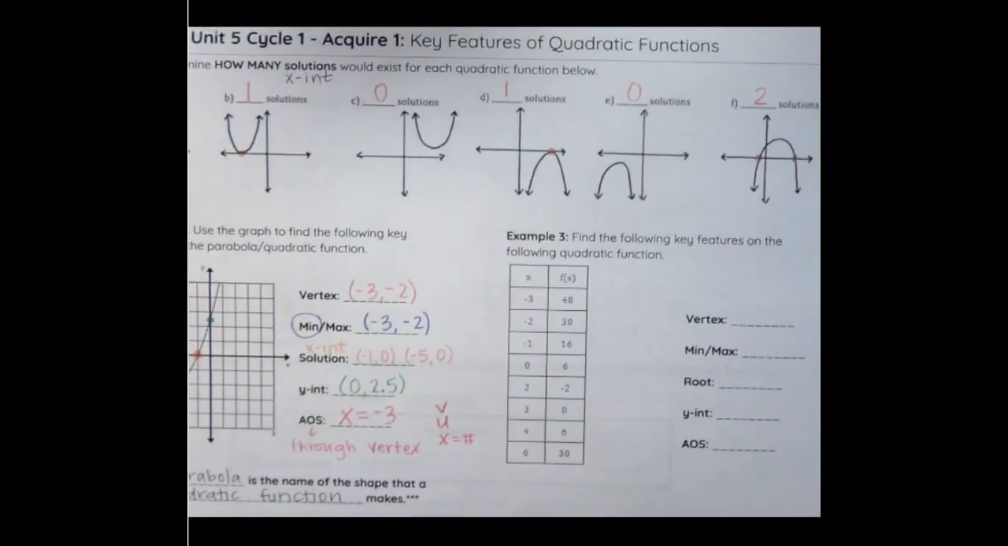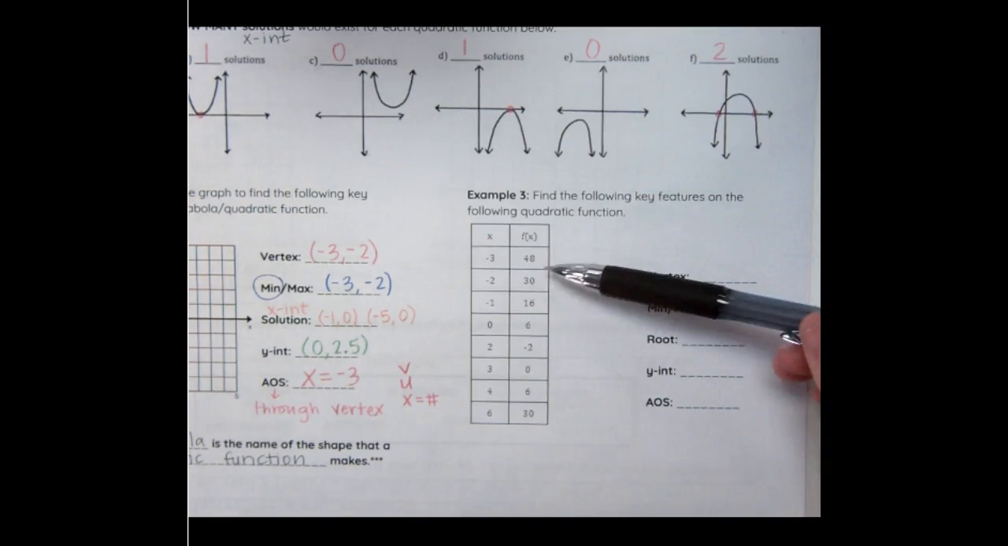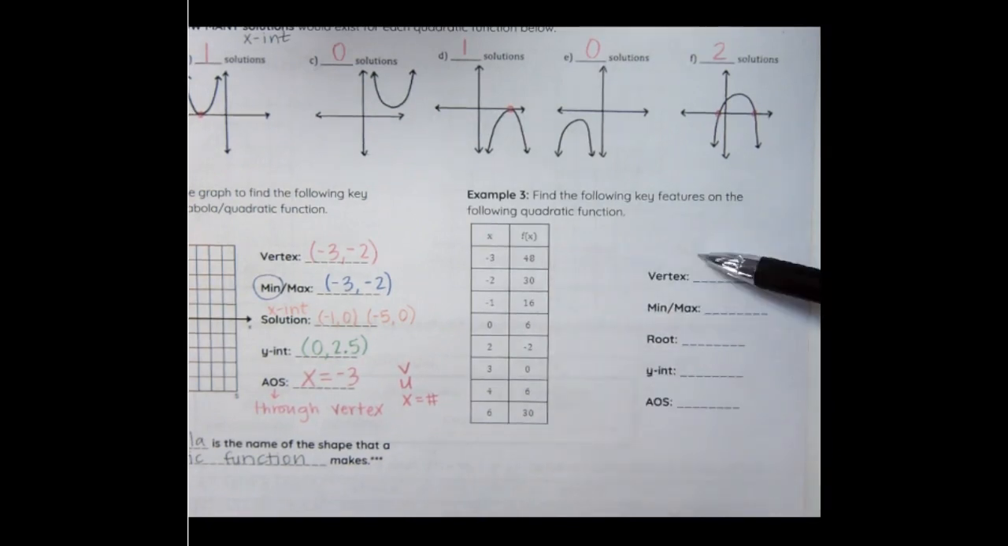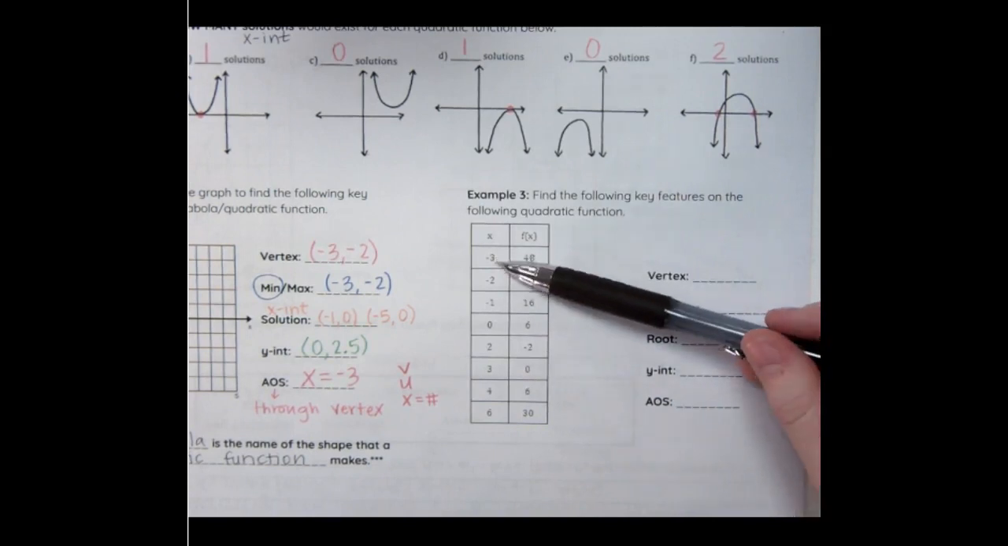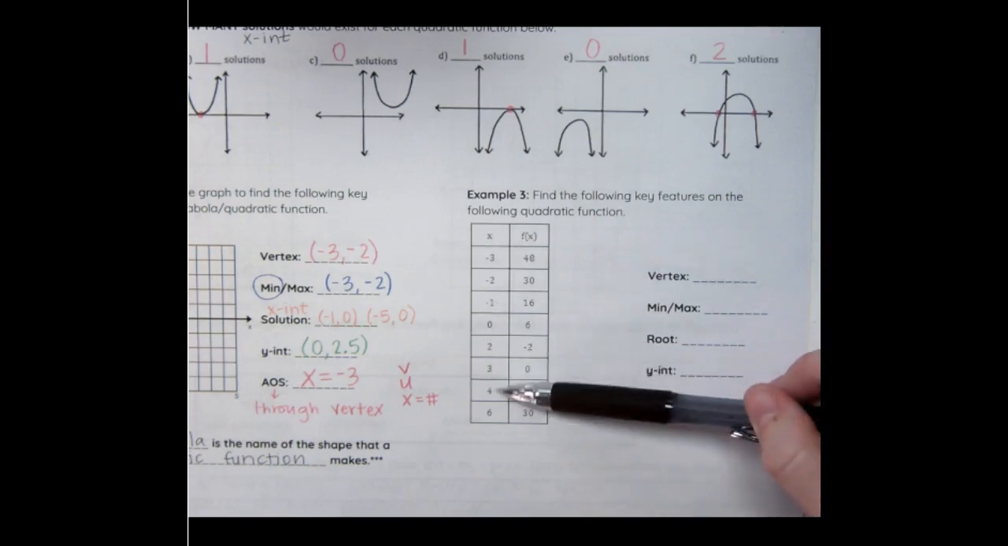For example number 3, find the following key features on the following quadratic function. So this is a table. We're not given a picture. We could graph it, but we don't have a graph right here. So I'm just going to look at the table and see what I can find that might help me figure out these things. So I've got -3, -2, -1, 0. Am I missing 1? 1 might be helpful. 2, 3, 4, 5 might be helpful.